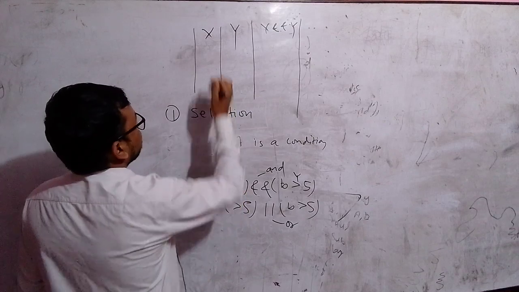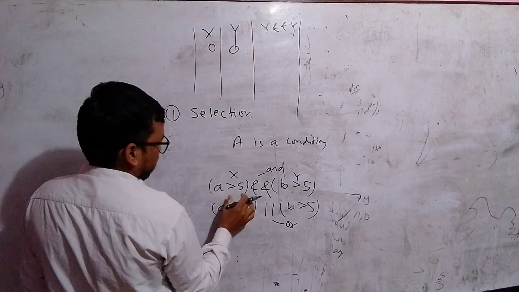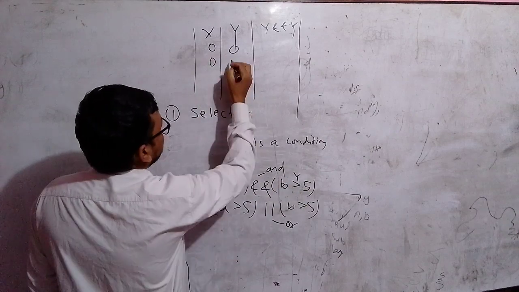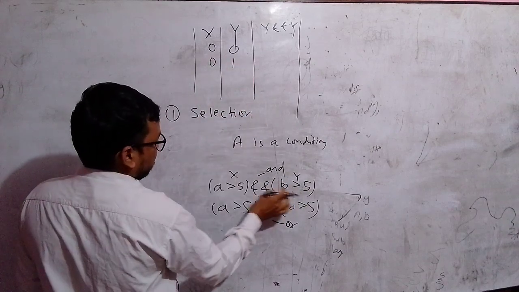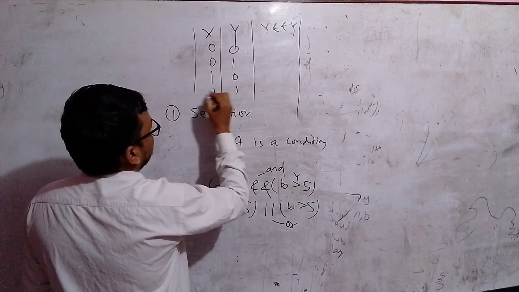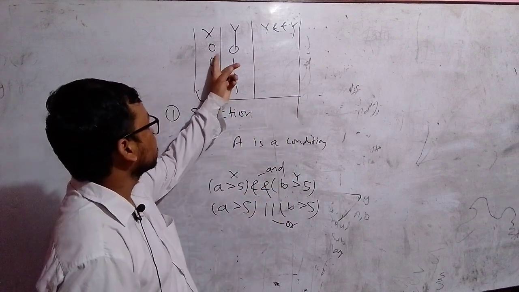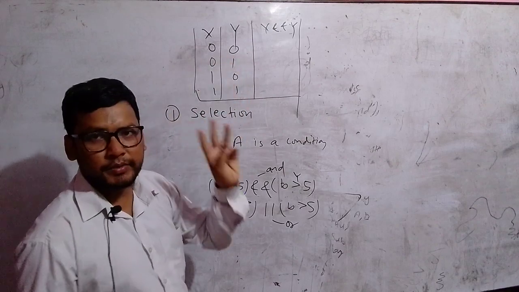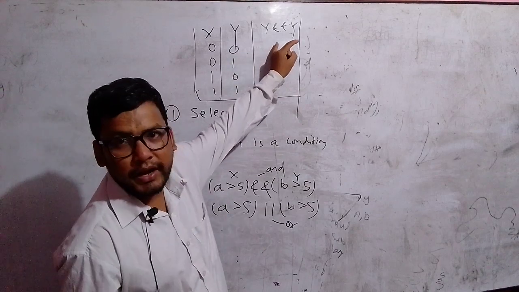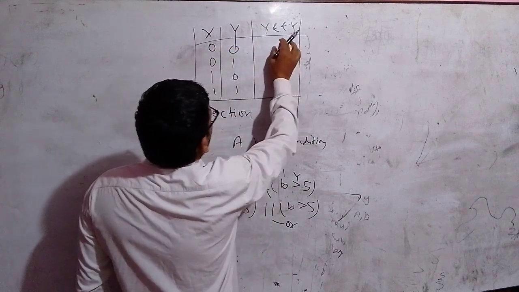Now, what would be its output? Suppose x is false, 0, and y is false also. Suppose x is false and y is 1, true. Suppose x is true and y is false. Suppose both statements are true. For two conditions, there could be 4 combinations. We have already studied the truth table of the AND gate, the output of the AND operation.